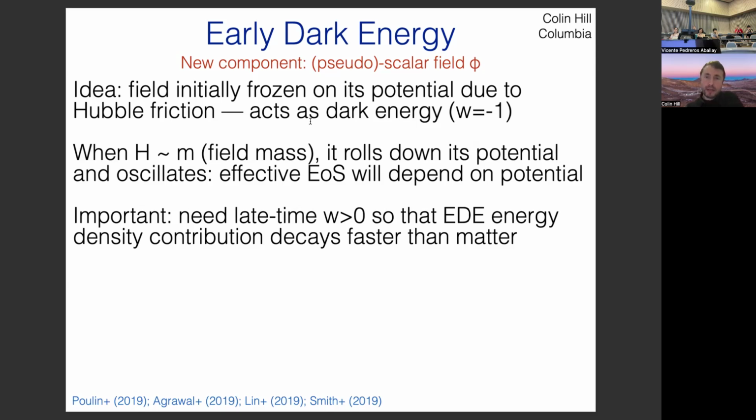So during inflation, this field is acting like dark energy, so its equation of state is W equals -1. But then eventually the Hubble parameter continues to drop, and when it becomes of order the field's mass, the field will start to roll down the potential and oscillate around the minimum. And the equation of state then depends on the shape of the potential that you've constructed.